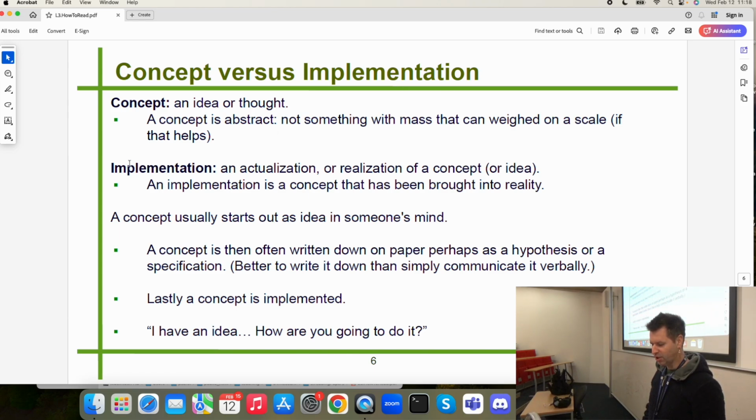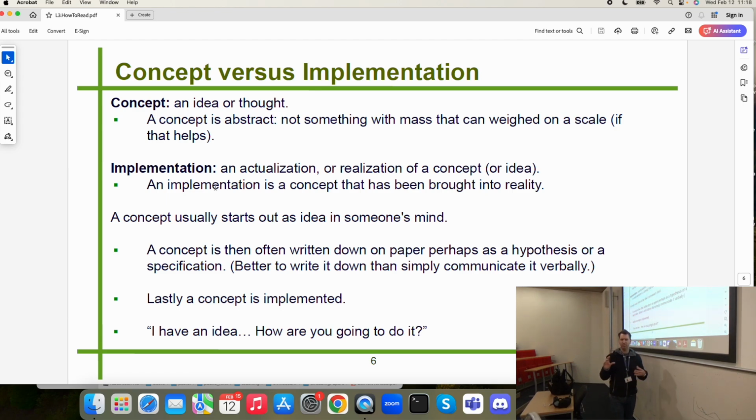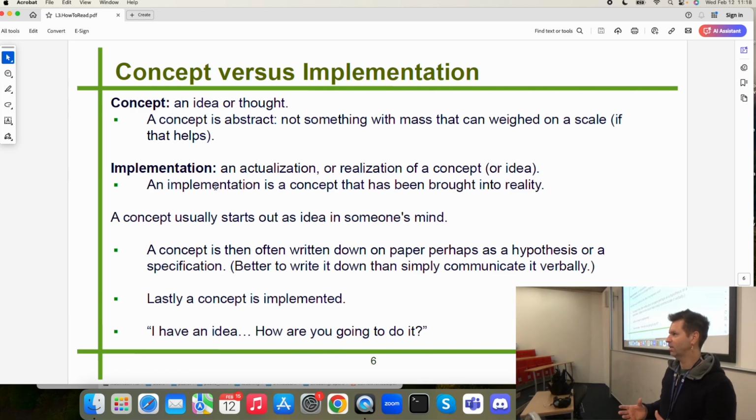An implementation is an actualization or a realization of a concept or idea. It's a concept or idea that has been brought into reality. It's not just imagined anymore. The concept is imaginary. An implementation is not imaginary anymore. It exists in reality. It can be measured, it can be studied, it can be weighed, it can be evaluated. That's an implementation. Is everybody starting to see the difference between concept and implementation?